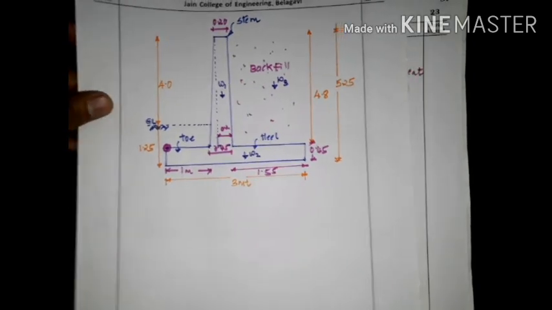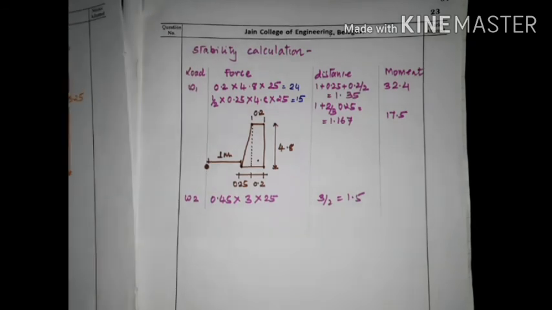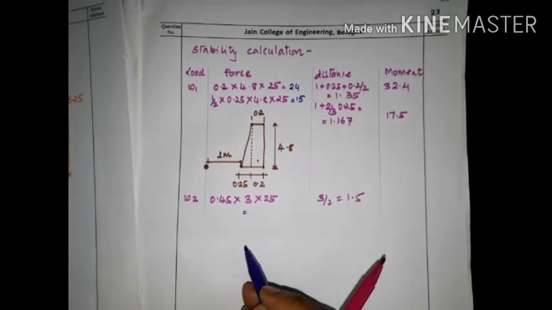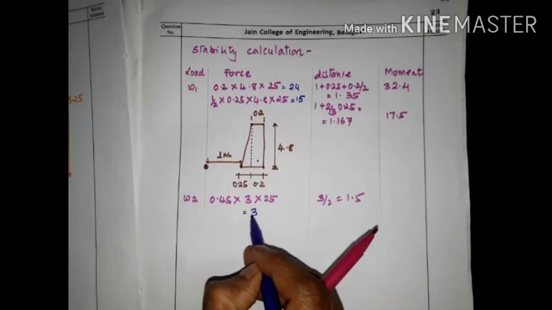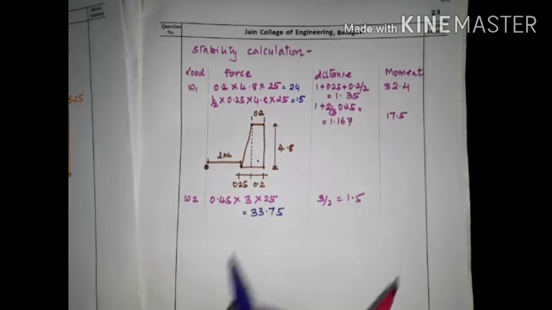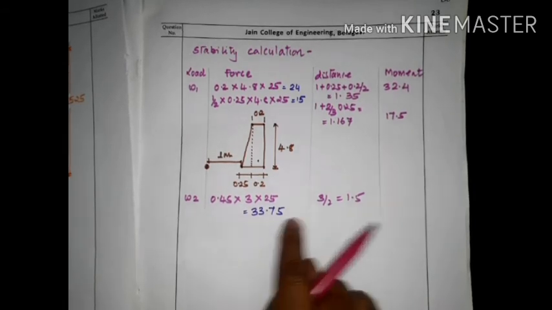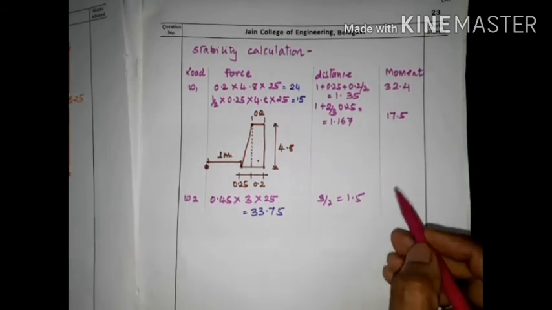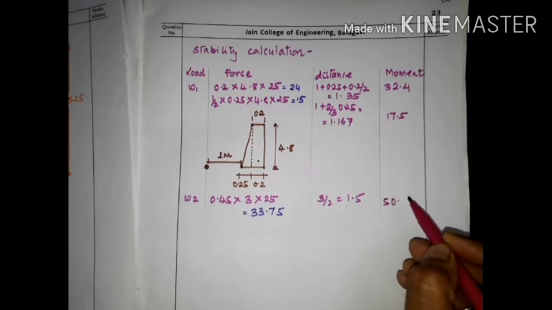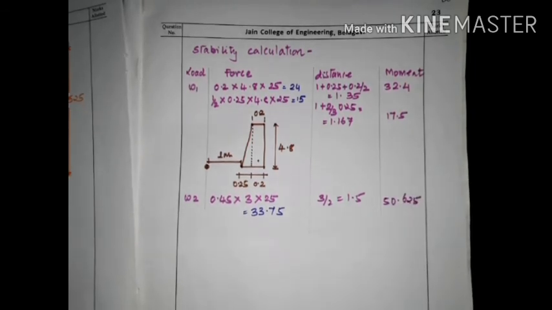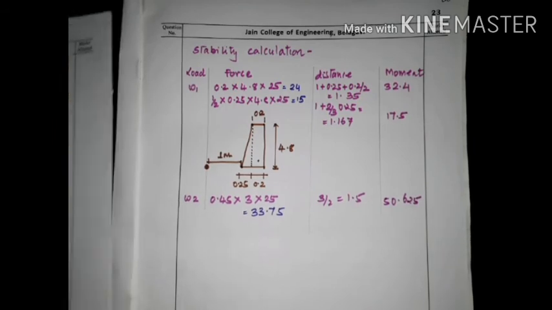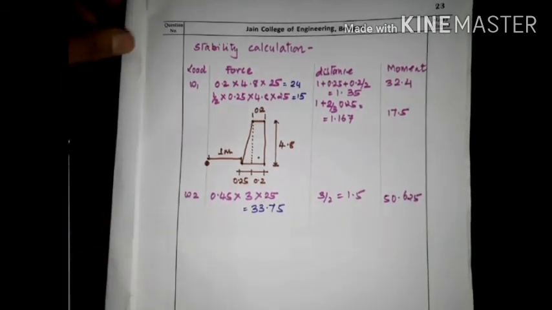So I'll note down the values here. For this we'll get the intensity of load as 33.75. So this into this, if you multiply, we'll get this value as 50.625. Understood? Then we will move on to W3.